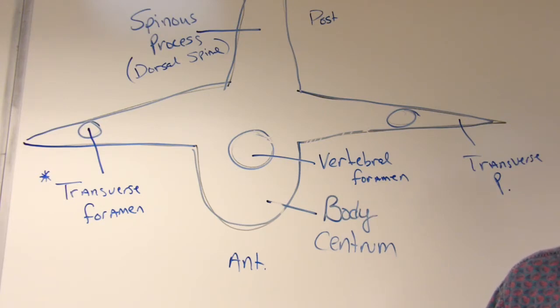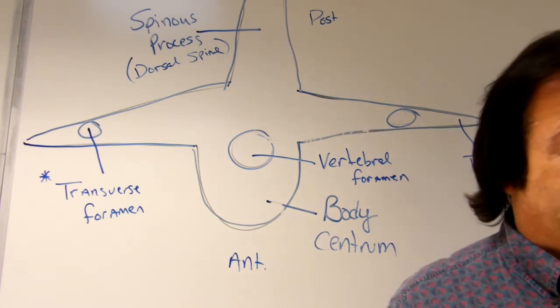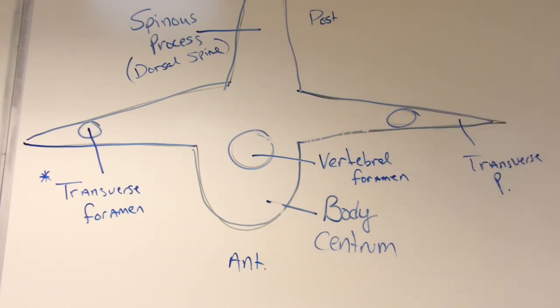Now, you may notice that we left out a couple things here. We left out inferior articulating process, we left out superior articulating process, and intervertebral disc. Okay? Intervertebral disc. Let me erase what I have going here.